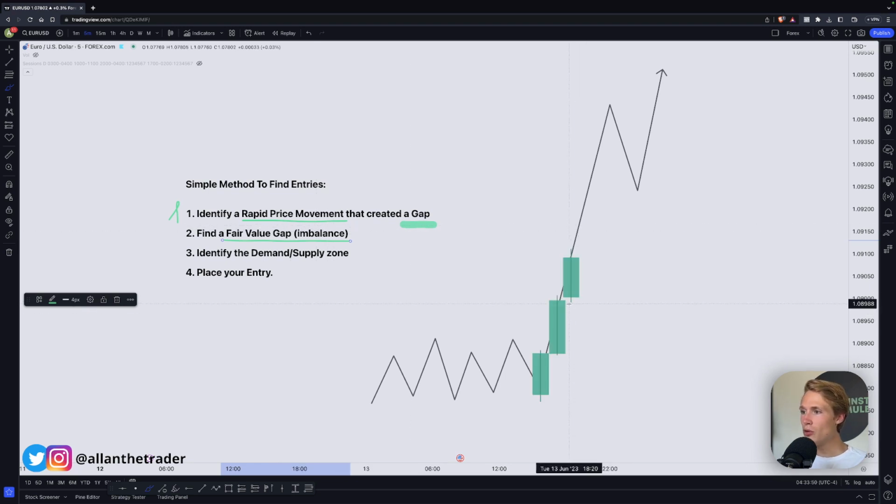So a fair value gap is not a gap like this. This is like a bigger gap in the price action. A fair value gap is a gap between candles. So when you have 3 candles in a row, so you have your first candle, your second candle, and your third candle, then it's the space between the first candle and the third candle.